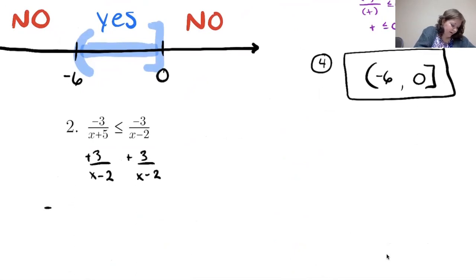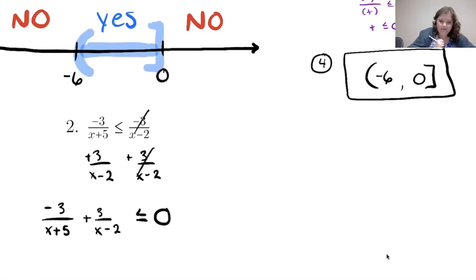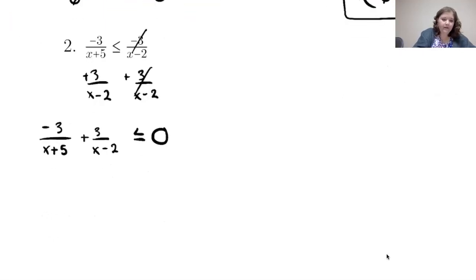And so we're getting -3 over x plus 5 plus 3 over x minus 2 is less than or equal to 0, because what we were doing is we were canceling that. So now we have 2 fractions being added together. We want it to be one fraction. So to add fractions together, we have to have a common denominator.